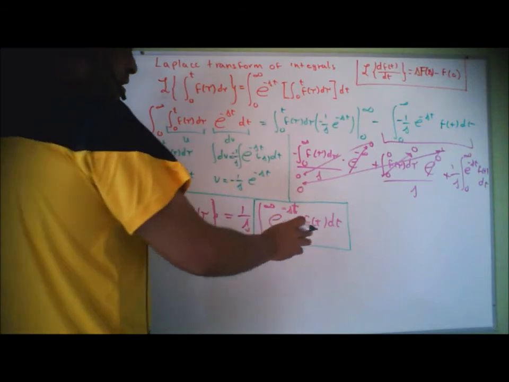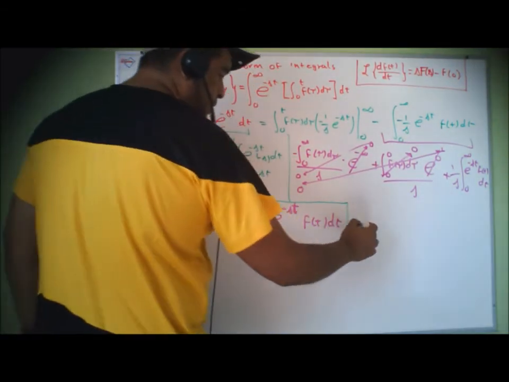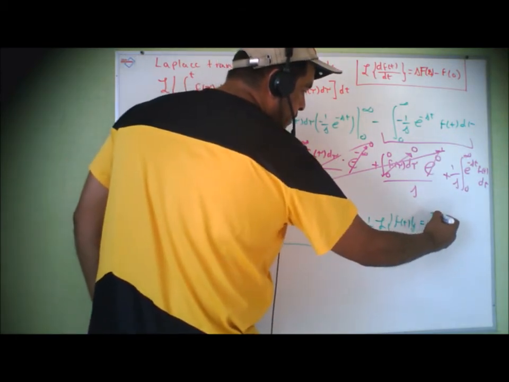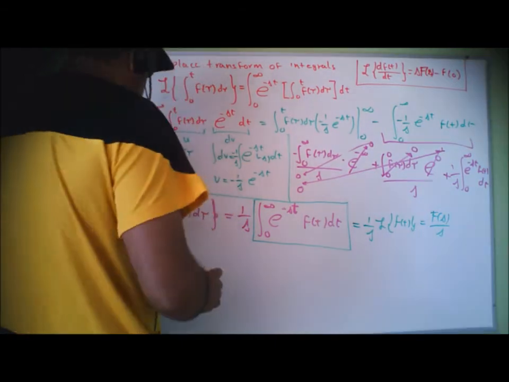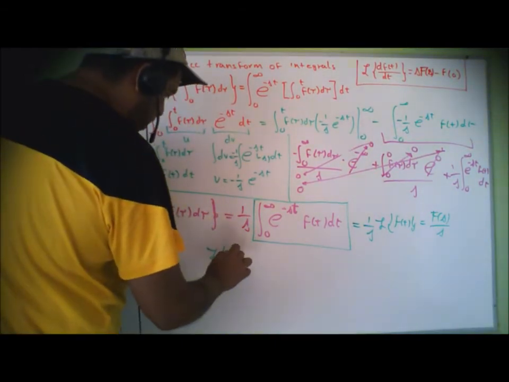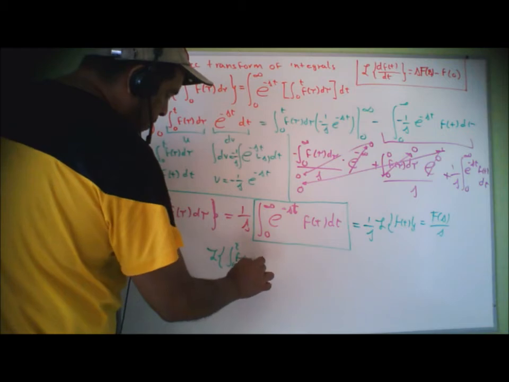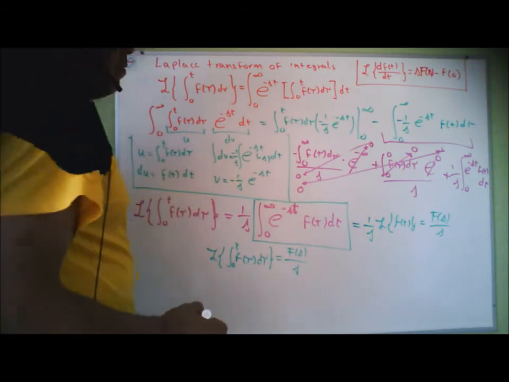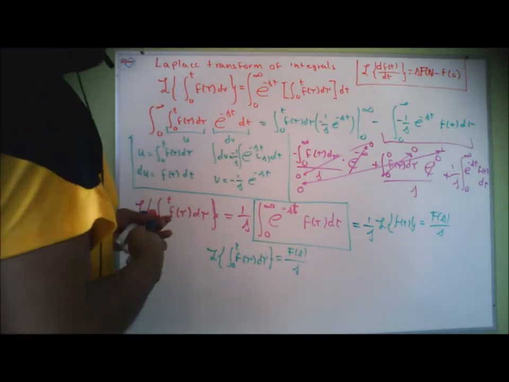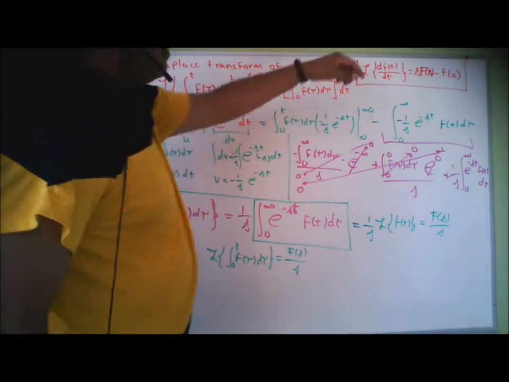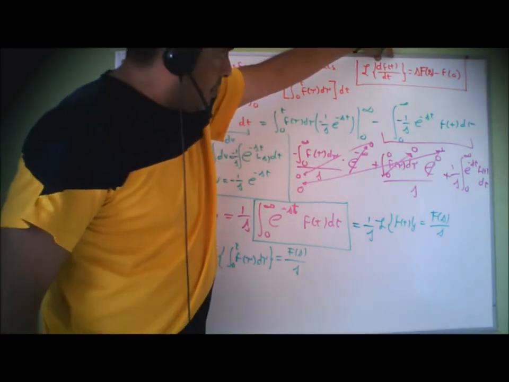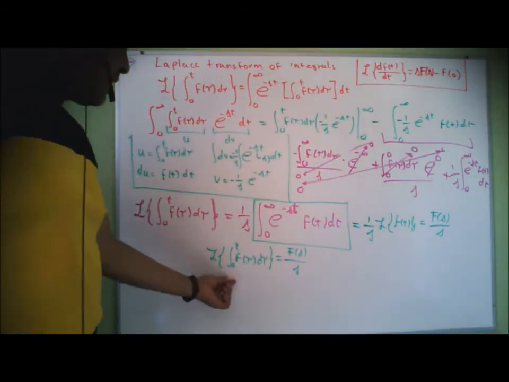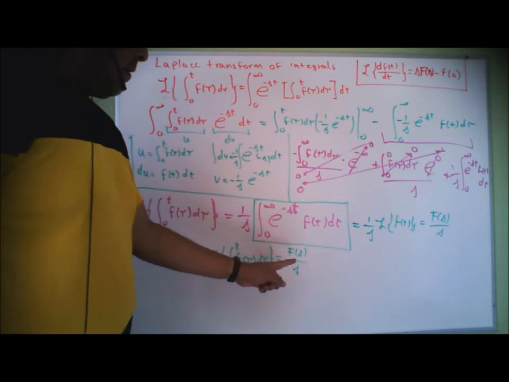The Laplace transform of what? Of f of t. So in the end, this is just 1 over s times the Laplace transform of f of t, which is F of s divided by s. So, engineers, the Laplace transform of the integral from 0 to t of f of tau d tau is equal to F of s over s, which confirms our initial guess: the Laplace transform of the derivative gives F of s times s. Then the Laplace transform of the integral is F of s, but this time divided by s.